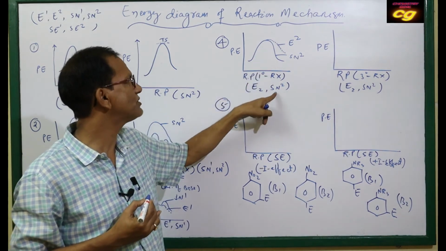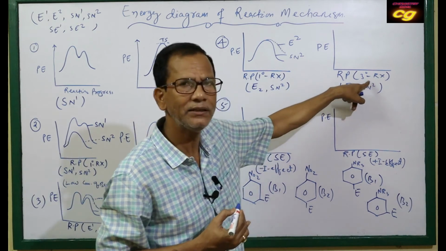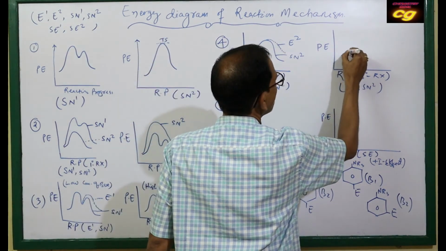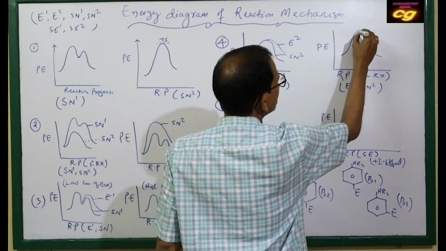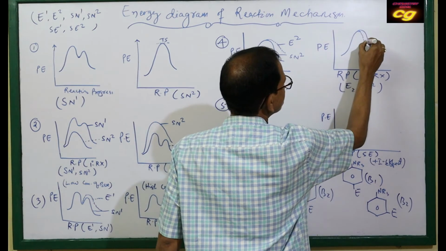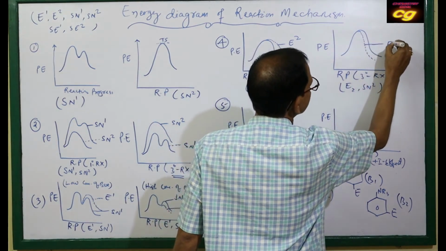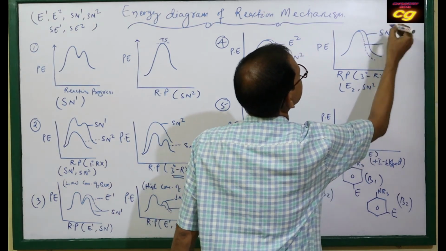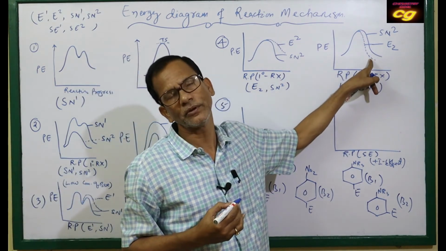Primary haloalkane means substitution will be preferred, and for tertiary haloalkane E2 will be preferred. So if you draw the graph, this is the graph, and this is for E2, this is for E2, and this is for SN2. For tertiary haloalkane, the elimination reaction is preferred.